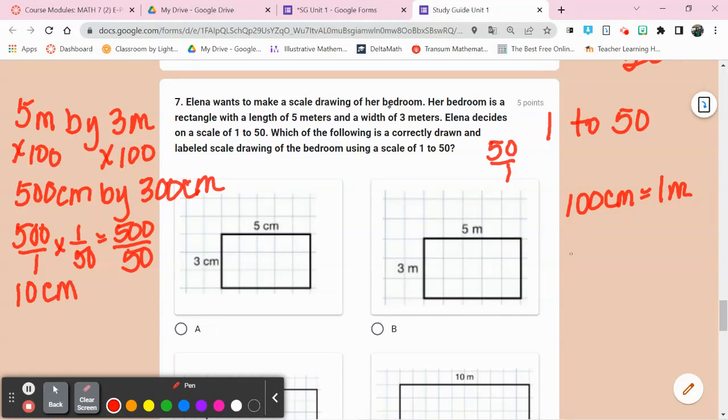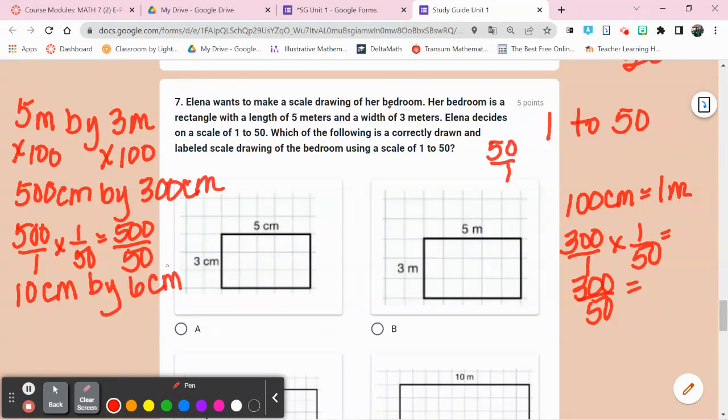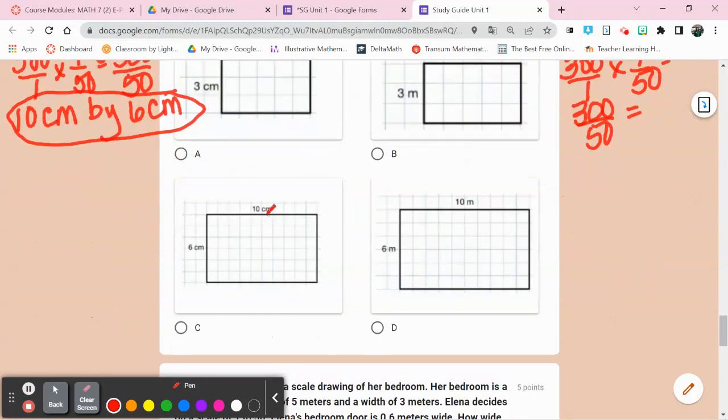Let's do the second side. I'll do it over here. 300 over 1 times 1 over 50 gives me 300 divided by 50, which gives me 6 centimeters. And that is the measures on our scale drawing. Let's go find them. Well, that one's not right. That's got meters. There it is.